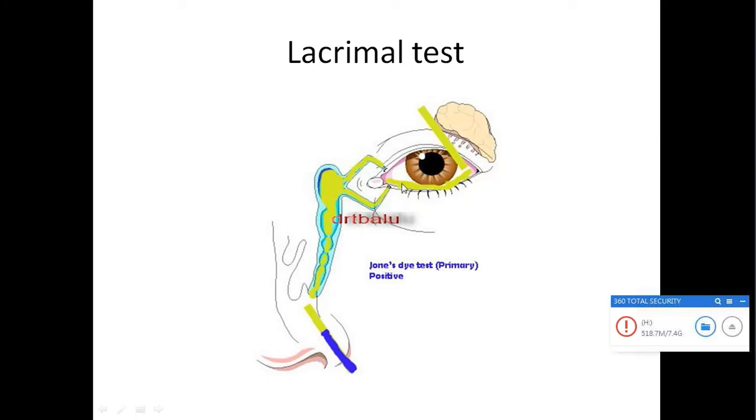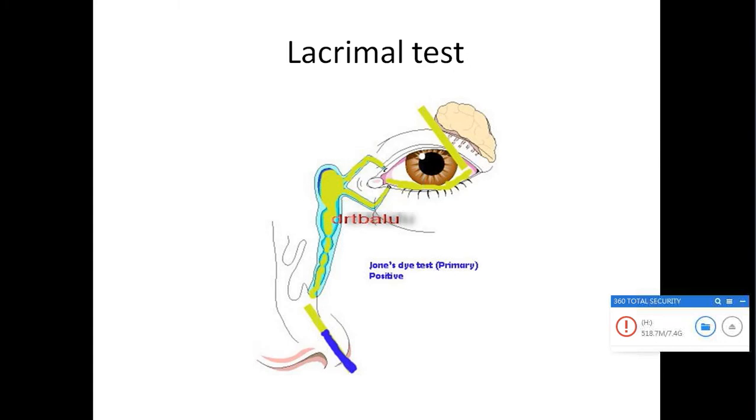Then you wash away the excess dye in the eye and give a clean cotton to the patient. Put an earbud into the nose of the patient and ask the patient to sneeze. If you can see the stain on the cotton or the earbud coming through the nose, then the lacrimal test is said to be positive. Nasolacrimal duct is patent.